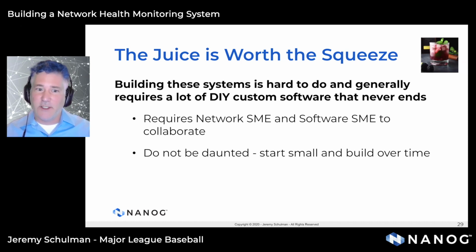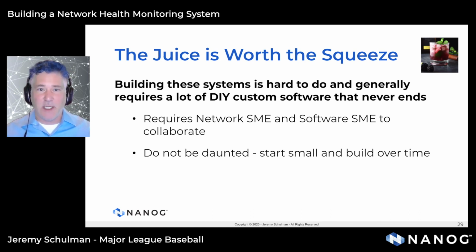And so, what I've said before is that building these types of systems requires two parties to come to the table and work together. You need a network subject matter expert, somebody who understands, well, what are all the commands that I need to run? What pieces of data are important? And what does that data mean?